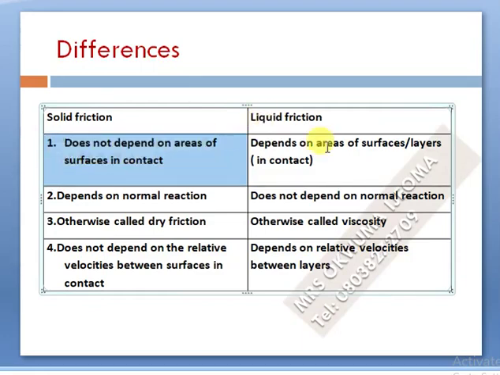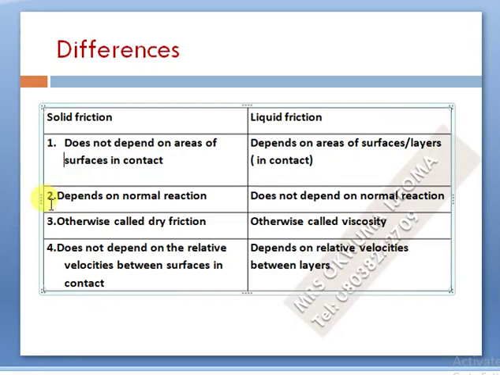While for liquid friction, they depend on area of surface or layer in contact. So you find out that for your liquid friction, which is viscosity, it depends on the area of layers in contact. More viscous bodies experience more viscosity than less viscous material. But for your solid friction, whether the area of the solid is high or whether the area is low, that body must encounter frictional force.